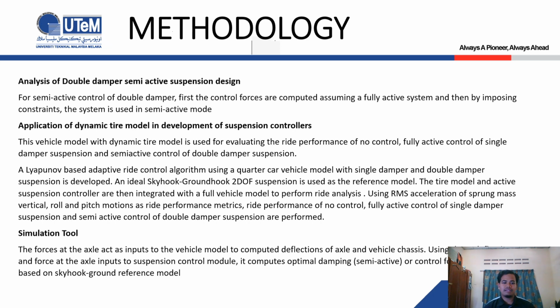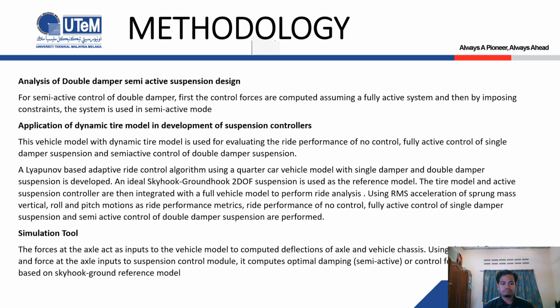A linear-based reactive rate control algorithm using a quarter car vehicle model with single damper and double damper suspension is developed. In ideal skyhook, ground hook, 2 degree of freedom suspension is used as the reference model. The tire model and active suspension control are then integrated with the full vehicle model to perform ride analysis. Using RMS acceleration of sprung mass vertical, roll, and pitch motion as a ride performance metric, ride performance of no control, fully active control of single damper suspension, and semi-active control of double damper suspension are performed.